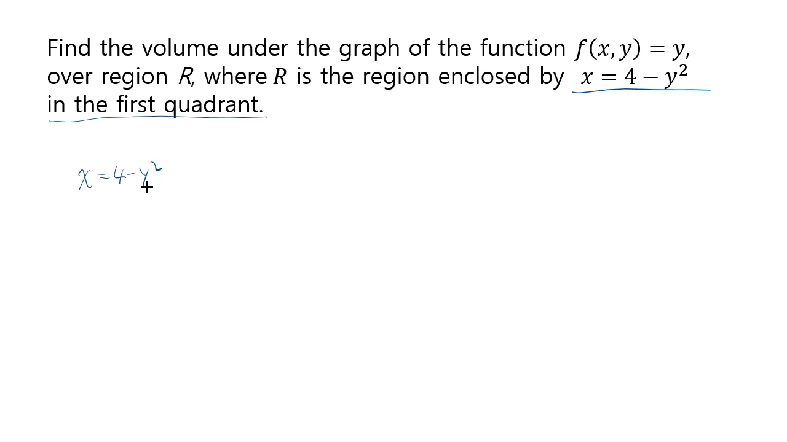Well, if you just plot a few points, when y is 0, x is 4. And when y is 1, x is 3. And the same thing can be said when y is negative 1. So you know that the graph is going to pass through (4, 0), and when y is positive 1 and negative 1, the x-coordinate will be 3. And when you plug in 2, it gives you 0 for x, so (0, 2), and negative 2 gives you the same thing.